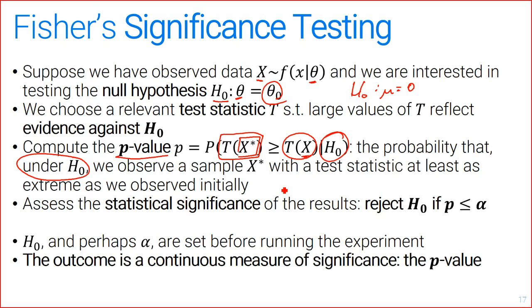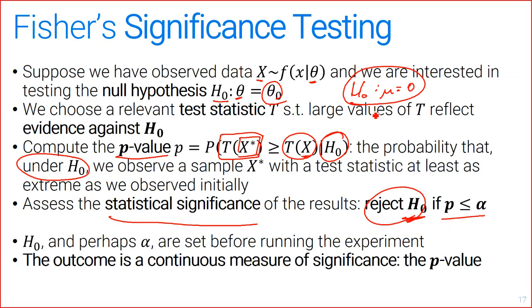So we can assess the statistical significance of the results and say if the p-value is less than some threshold alpha, let's say 1%, 2%, 5%, then we reject the null hypothesis. So we say we have enough evidence showing that the data under the null hypothesis is very rare. So we are going to take that as evidence against the null hypothesis, and then we reject it. So we reject this notion that the true population mean equals 0 in this case.